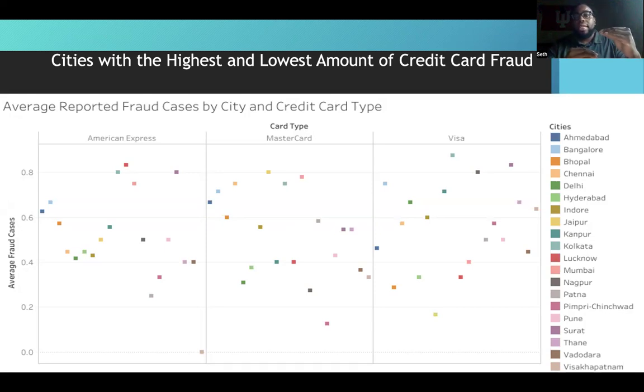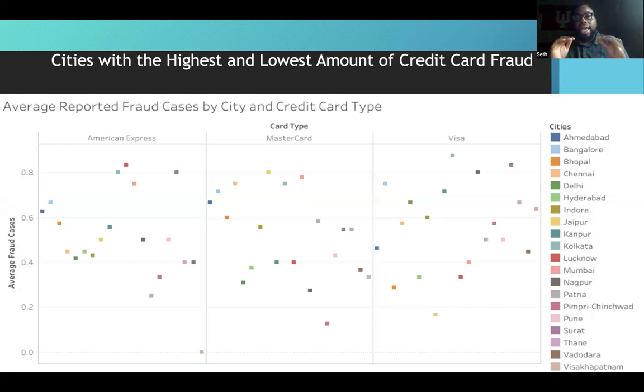So if a city had a lot of ones, they had a lot of fraud cases on average, compared to a city that had a whole bunch of zeros, they had lower fraud cases. Right. So taking a look at American Express, what I like in particular is that there's a city that has no fraud cases whatsoever reported for a particular card type, which is amazing, or it just may not be available in that market. Who knows?